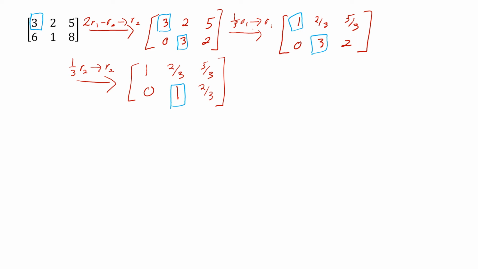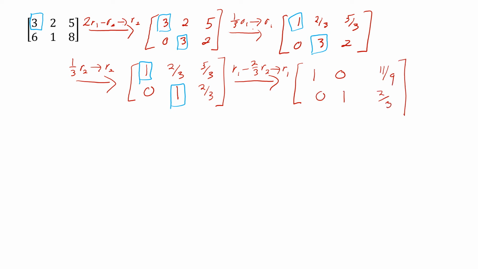So now we have all of our leading entries being 1s. Now we have to get rid of all the numbers above the leading entries. Well, there's only one case of that. So if we do row 1 minus 2/3 row 2 is the new row 1, we get 1, 0, 11 over 9, 0, 1, and 2 over 3. So here is our row reduced echelon form matrix.